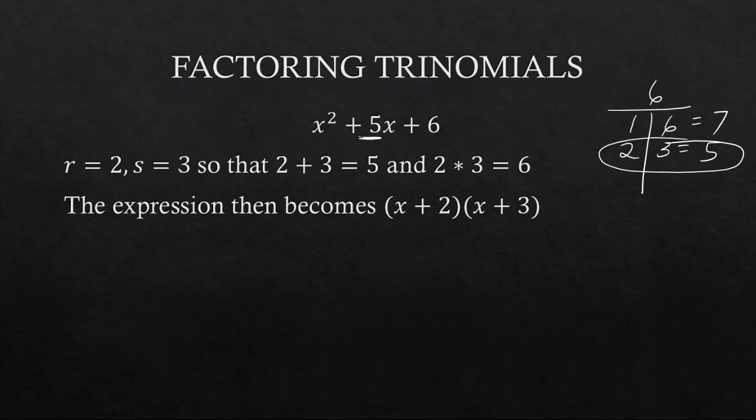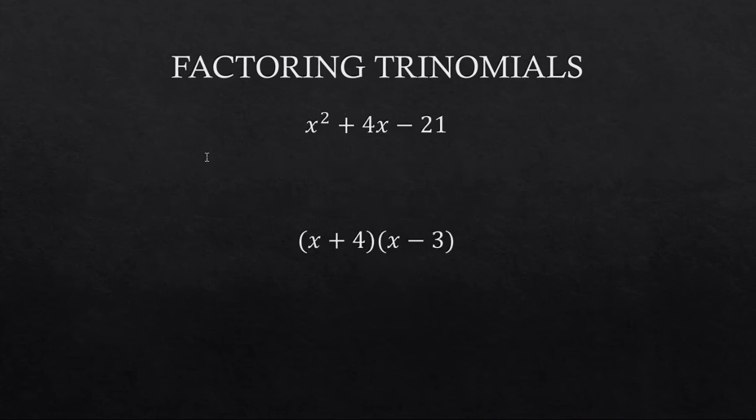So we're going to use these two numbers. R is 2 and S is 3. So that 2 plus 3 equals 5, our middle term, and 2 times 3 equals 6. So the expression then becomes x plus 2 times x plus 3. So that's what this factors out to be. If we multiply this back out, we would get back to our original equation.